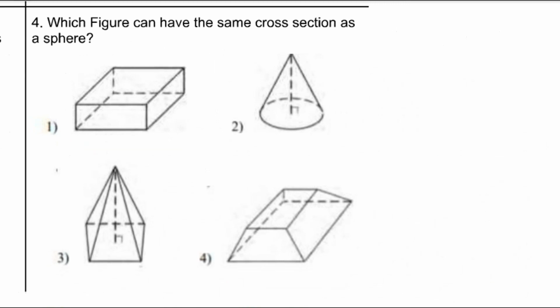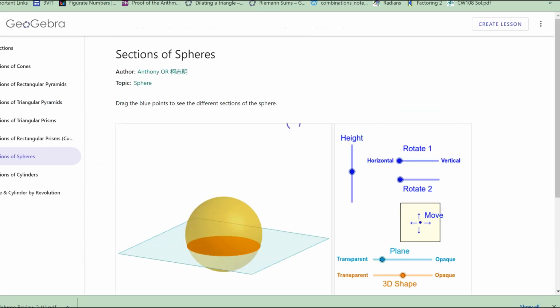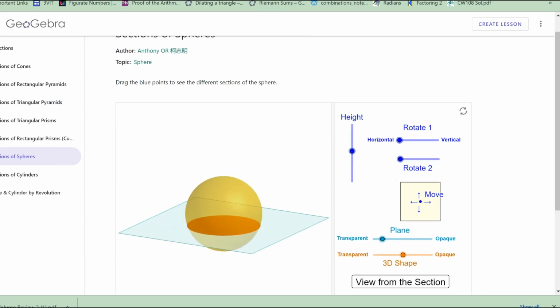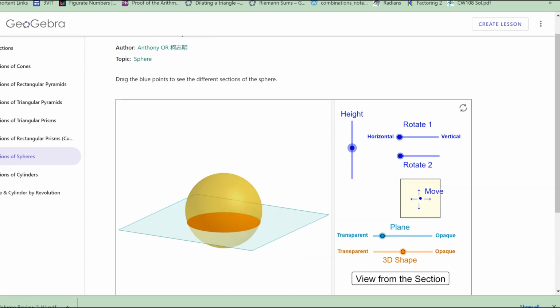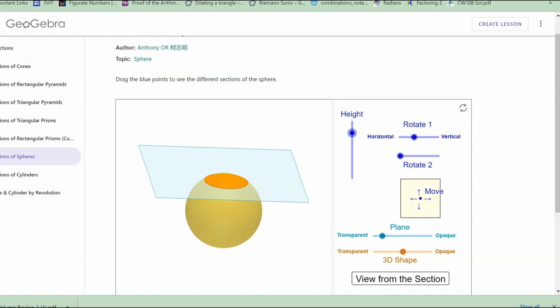Number 4, which figure can have the same cross-section as a sphere? So it's helpful to know what the cross-section of a sphere would look like. Regardless of where I cut a sphere, that blue thing is the plane going through it, regardless of how I move that, it's always some sort of circle. Even if I cut off the top there, that cross-section is still a circle at the top.